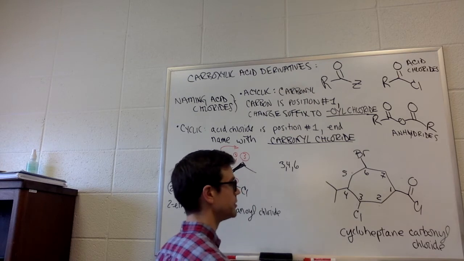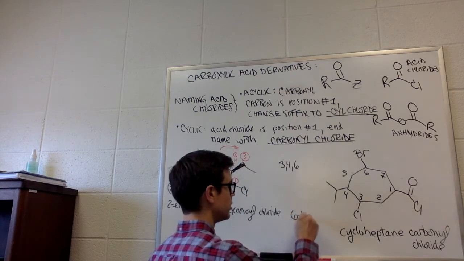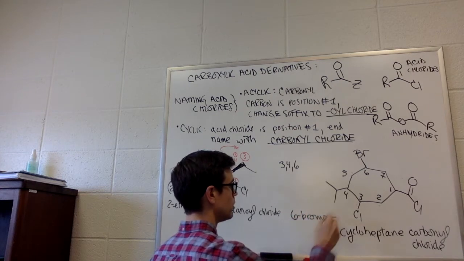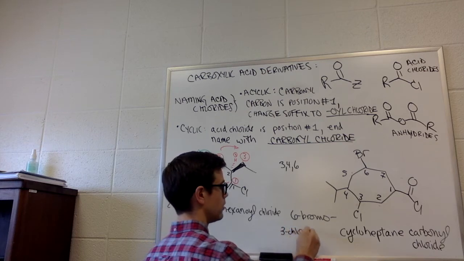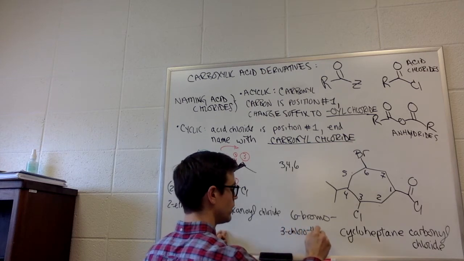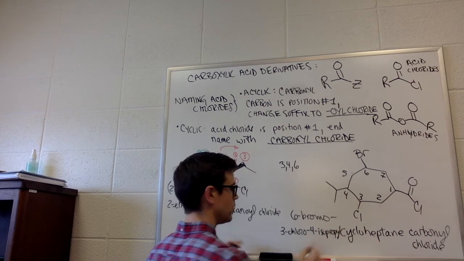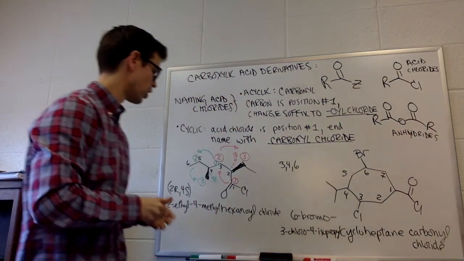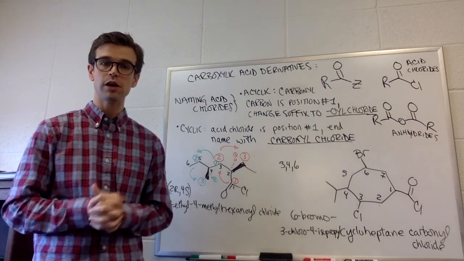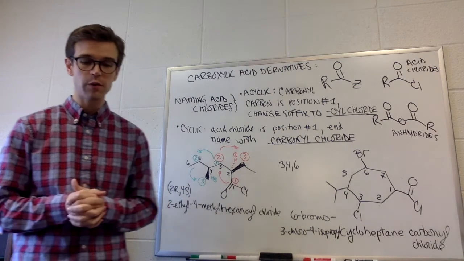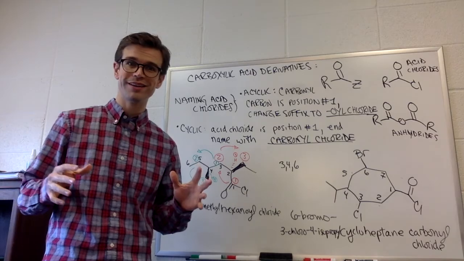We do have to put in the substituents, and we're going to alphabetize those. So it would be a 6-bromo, 3-chloro, 4-isopropyl, cycloheptane carbonyl chloride. So that is how acid chlorides are named. So now we're going to move on to naming more things in the future. All right. Hope it was fun.